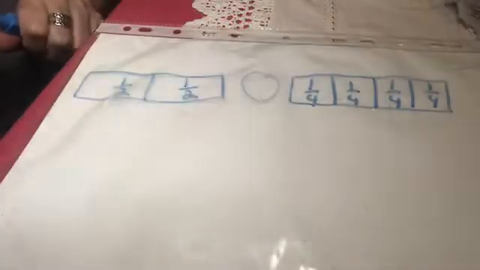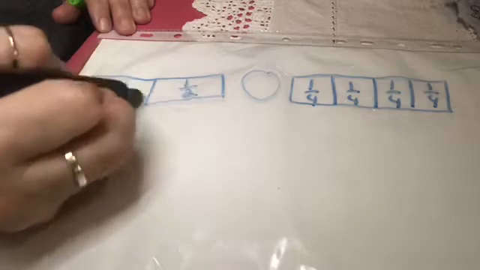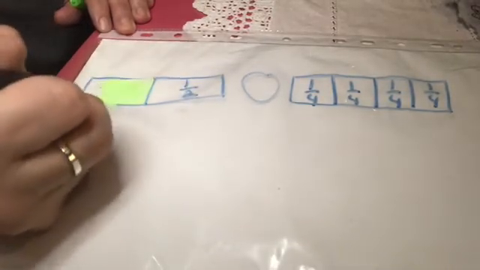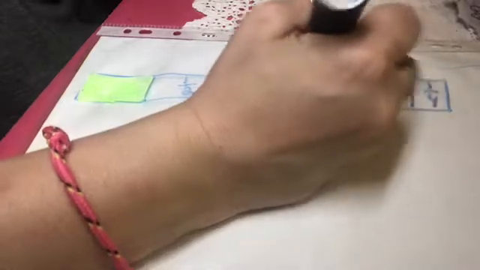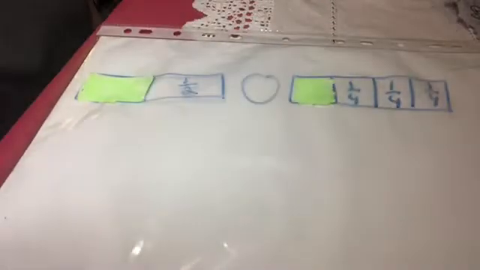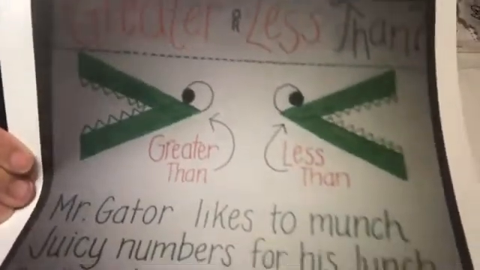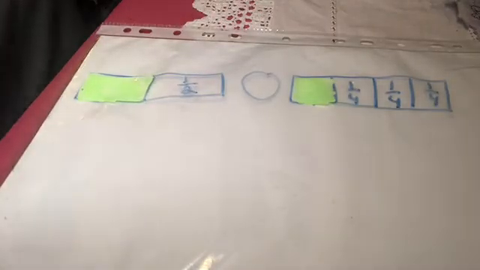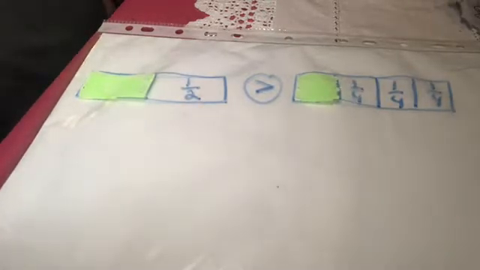Okay, third graders, here we're going to tell what's bigger, 1/2 or 1/4. So I'm going to go ahead and shade in one part just to give us a visual representation. That's 1/2 and this is 1/4. Now, which one is bigger? In other words, which one is greater that the alligator would like to munch? Shout it out. That's right, third graders. 1/2 is larger than 1/4. So the alligator would like to eat 1/2.